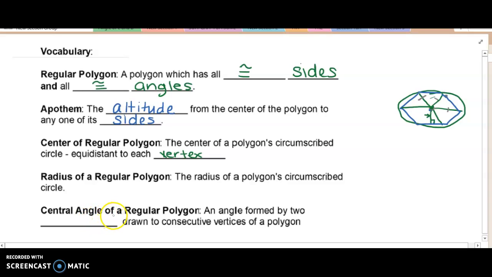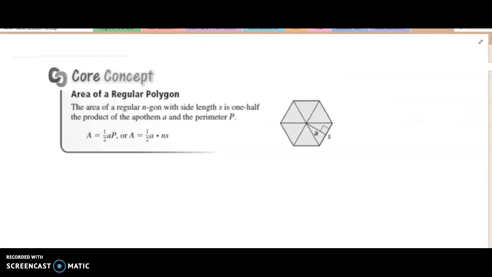The central angle of a regular polygon is an angle formed by two radii, which is plural for radius, drawn to consecutive vertices. So this would be a central angle, this would be a central angle, this would be a central angle. And because these are regular polygons, meaning all sides are the same, all of these central angles would be congruent.